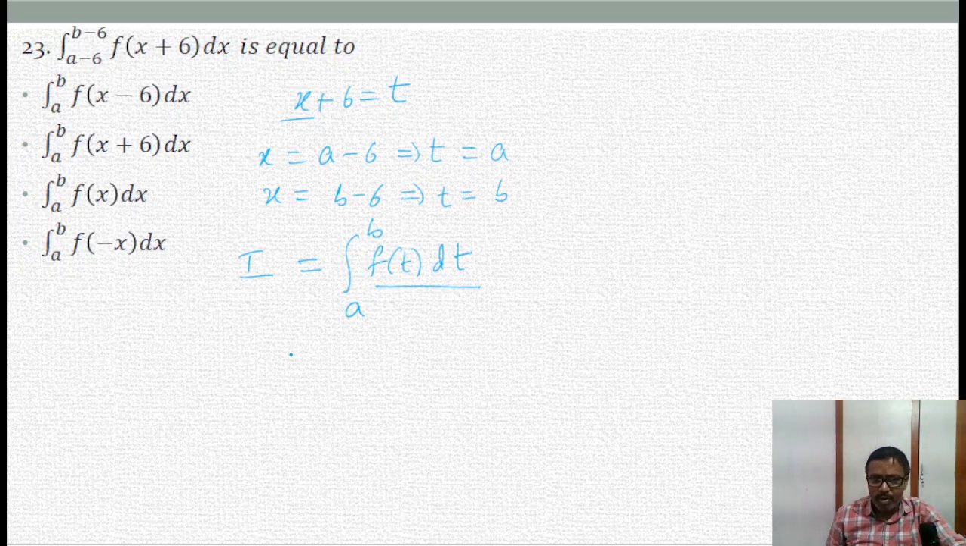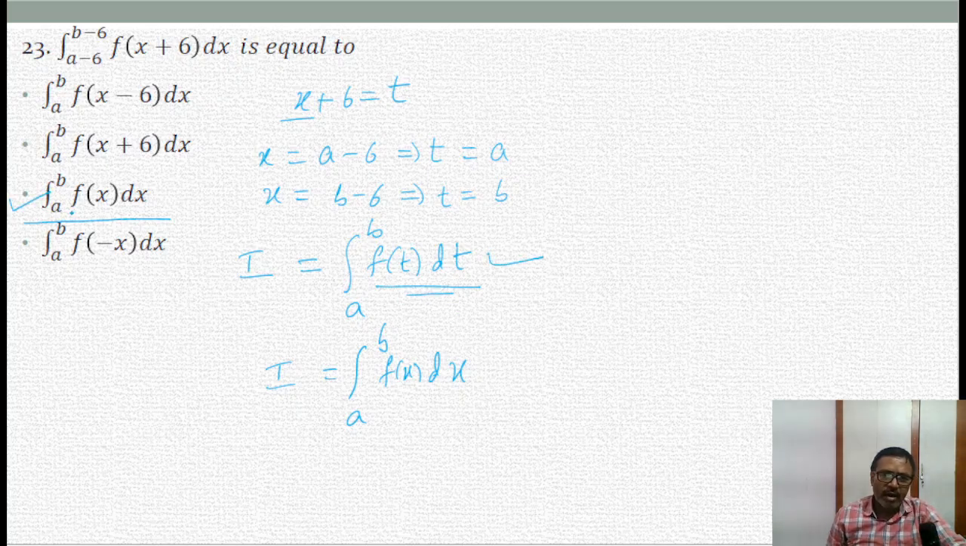So we have one more property. Using the property of definite integrals, I can take any variable for t. You can take x, y, z, whatever you like. From a to b, you can write this as f of x dx, or else f of z dz. It depends on the given problem. Here we have a to b, f of x dx. So here you can conclude your solution is option 3, integral of f of x dx from a to b. This is how easily you can solve this question, friends.